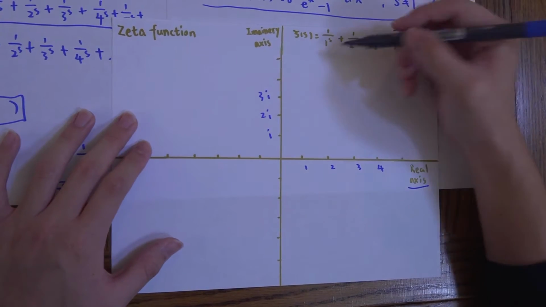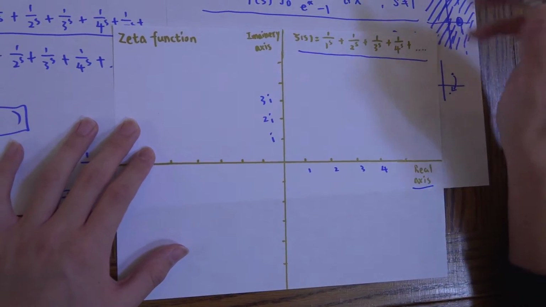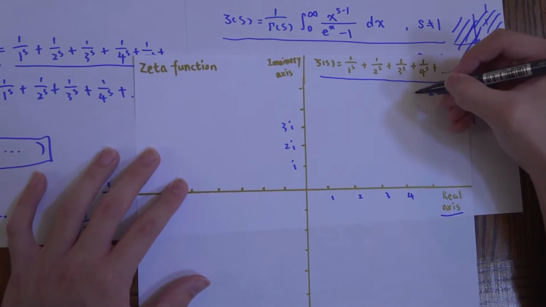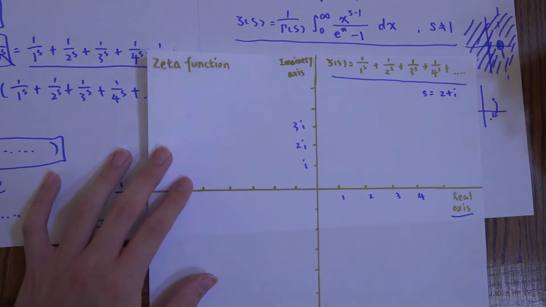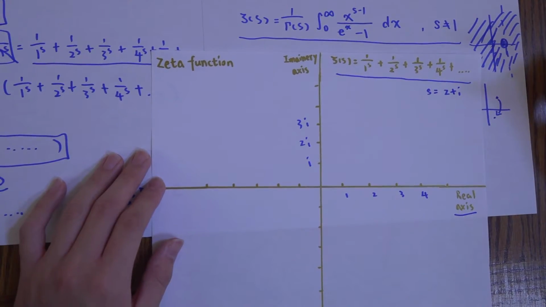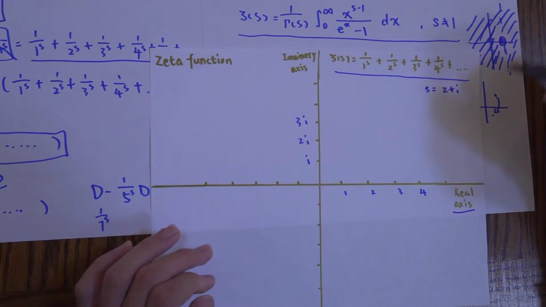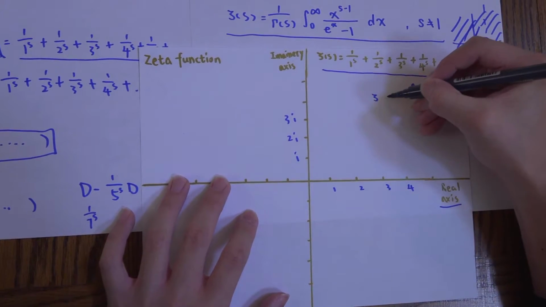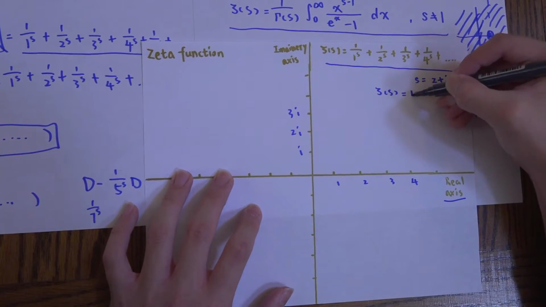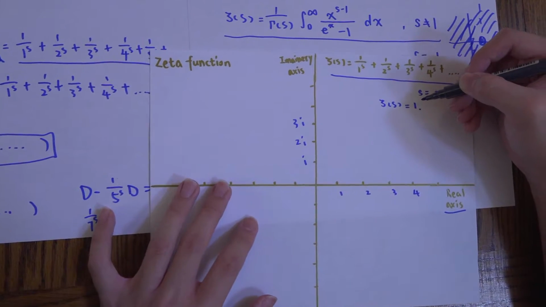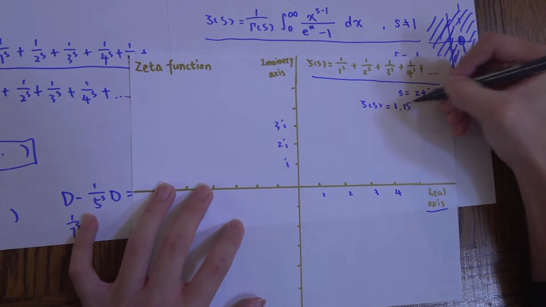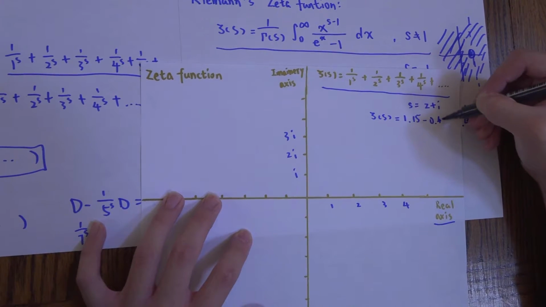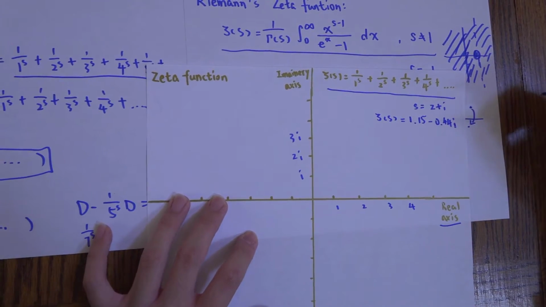Okay? And if we use the original zeta function, if we plug in certain values like 2 plus i, what if s equals 2 plus i? What would that result be? The entire calculation process is very complicated, so let me just tell you the result. This will equal 1.15 minus 0.44i. That is the result.